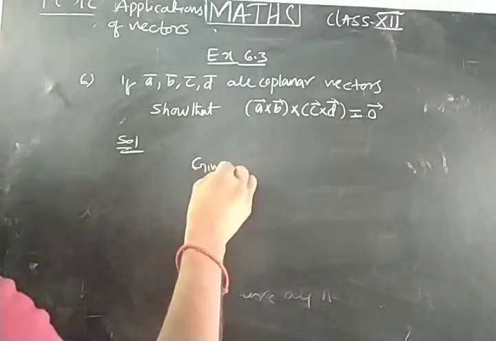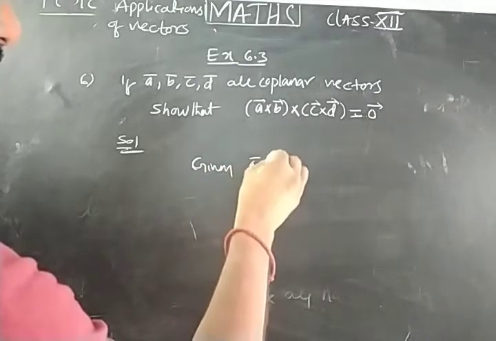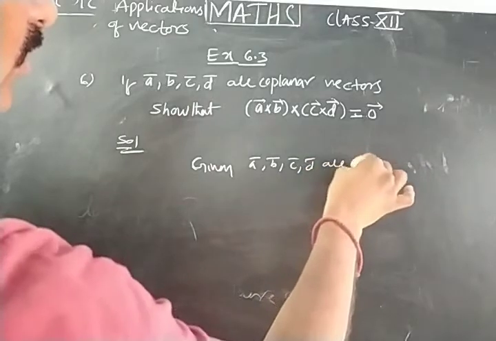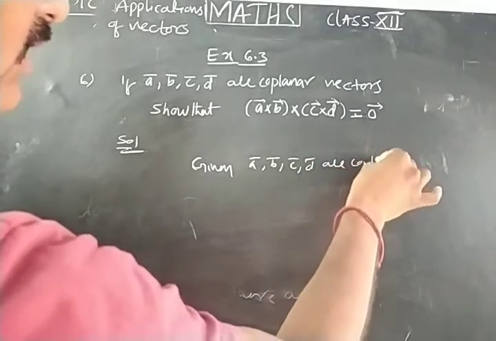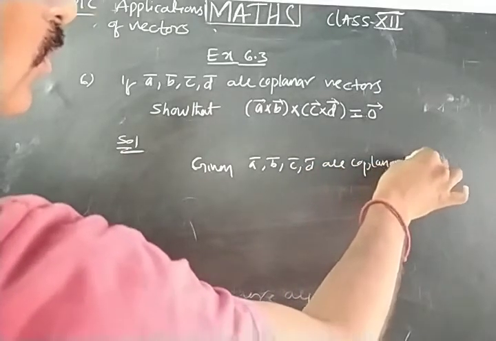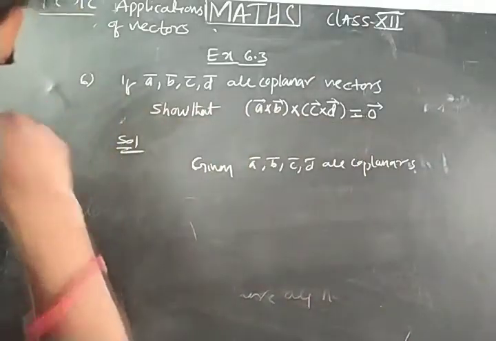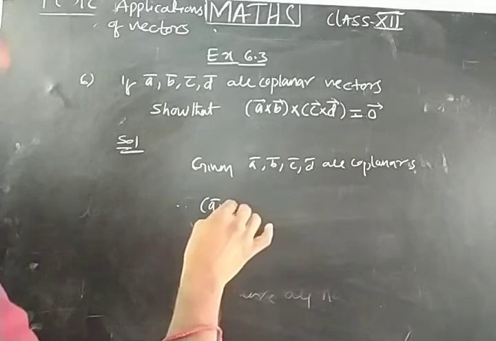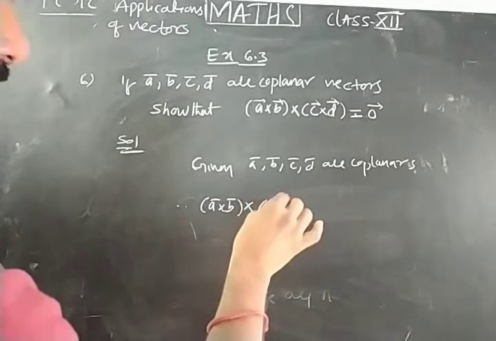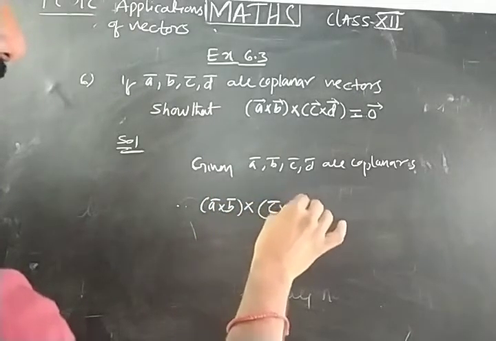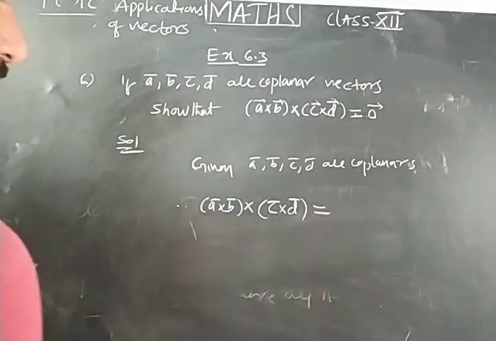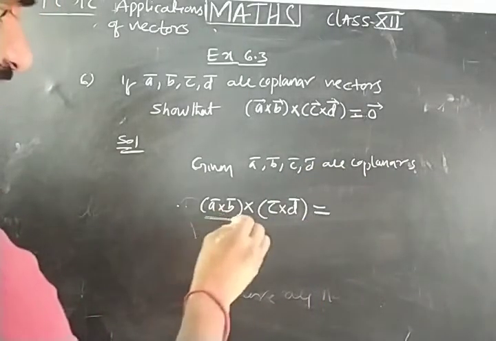Given: A bar, B bar, C bar, D bar are coplanar vectors. Now I am finding (A bar cross B bar) cross (C bar cross D bar). We should get the zero vector. Now treat this as a single vector.